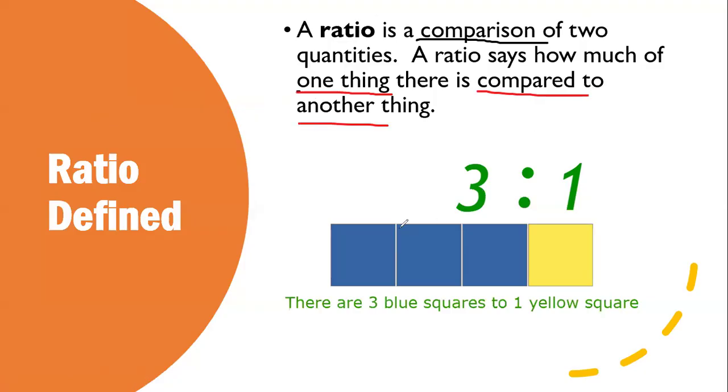Can someone tell me why is this ratio 3 to 1? There are 3 blue squares and one yellow square. Very good. It's because we have 3 blue blocks, and then we have 1 yellow square. So we write 3 to 1.